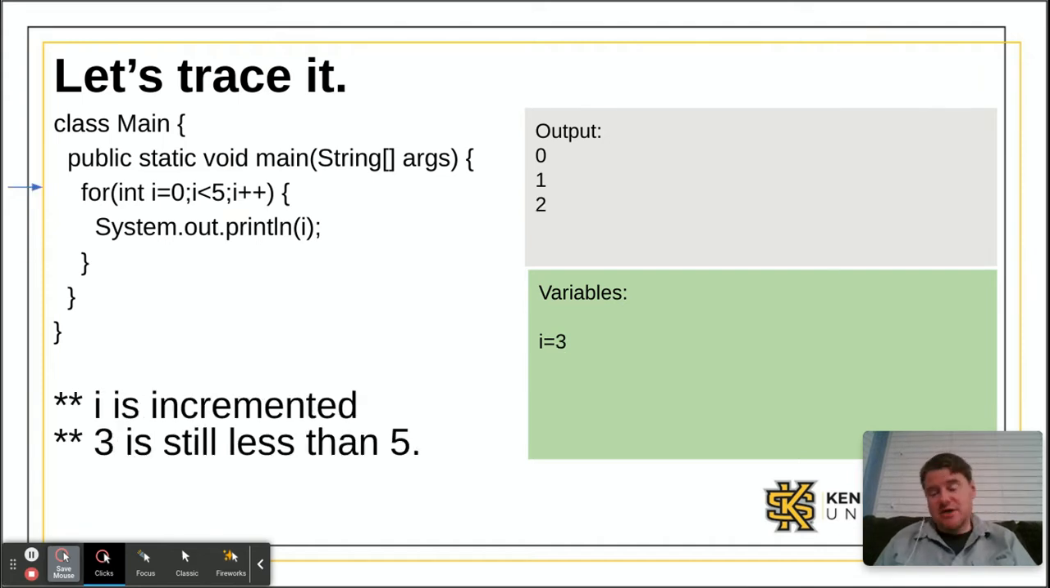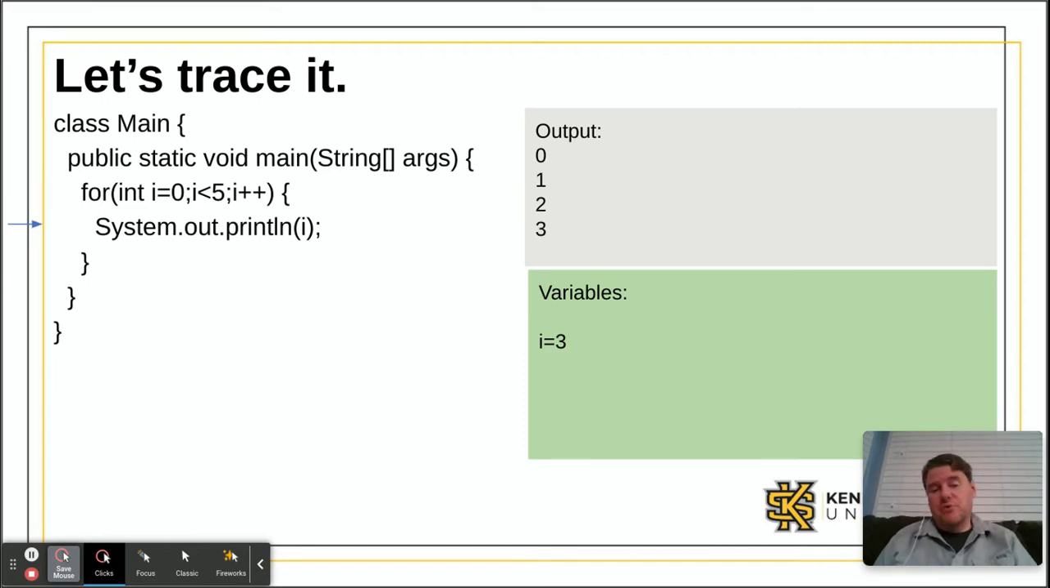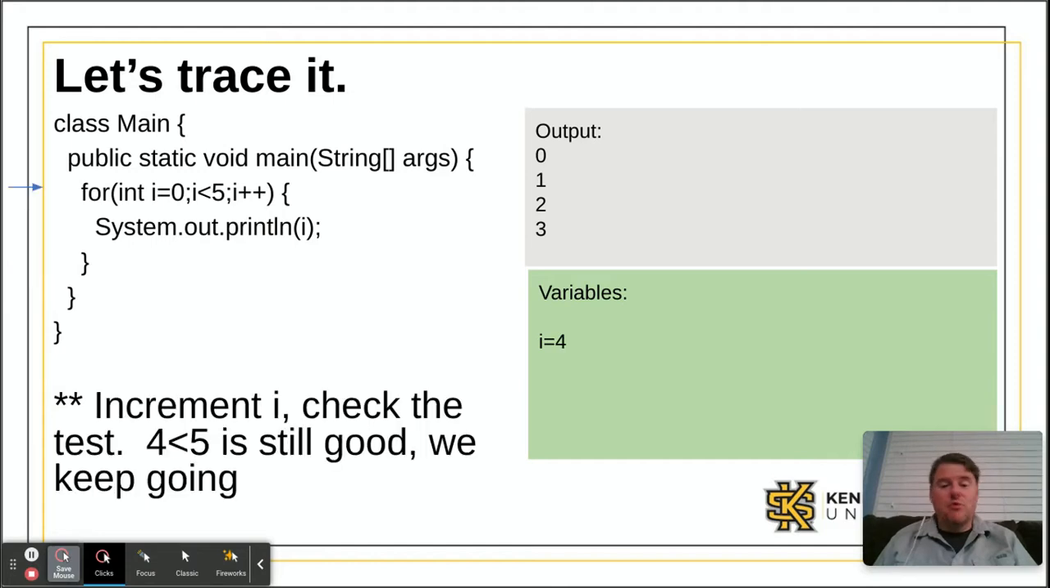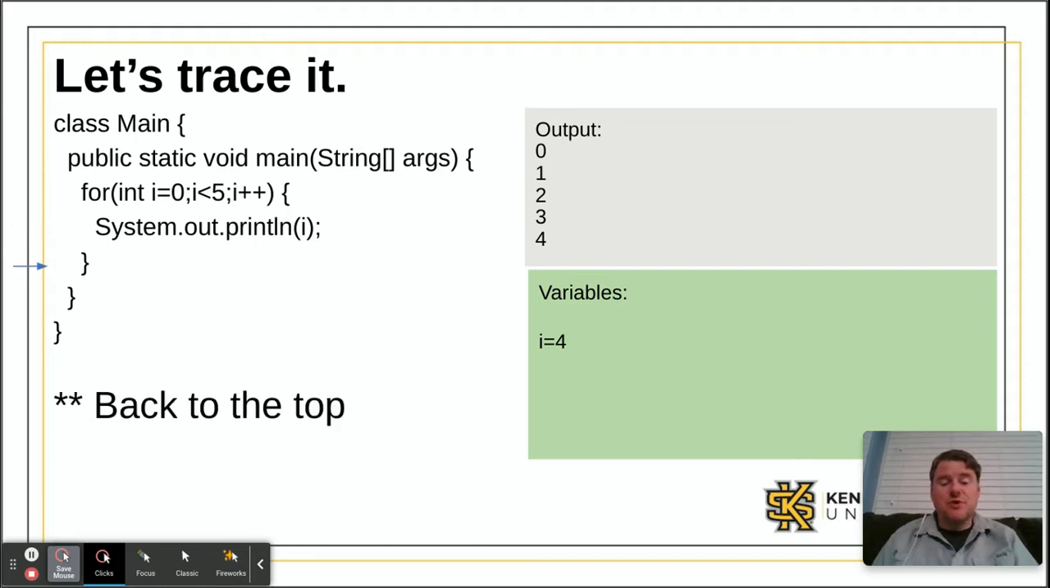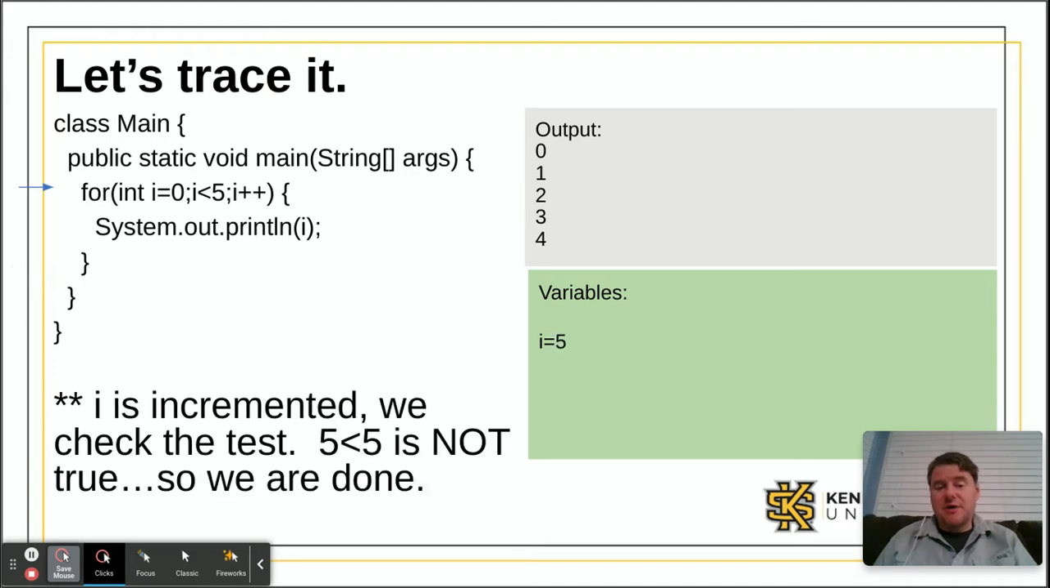the loop, back to the top, the I increments to 3, 3 is less than 5, we print, we go back to the bottom, we're back up to the top, we increment, I is equal to 4, we're printing 4, we're back at the bottom. All right, now the interesting one is this time. We're going to go back to the top, I gets incremented to 5, but 5 is not less than 5.